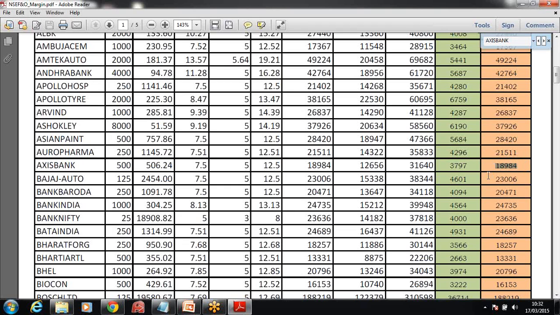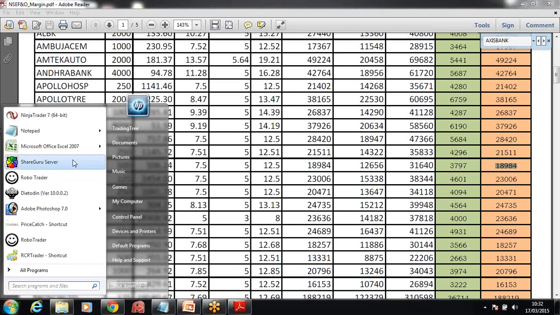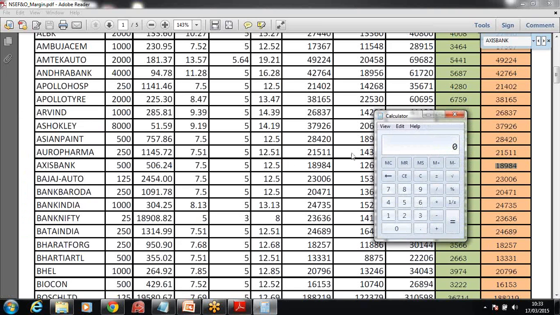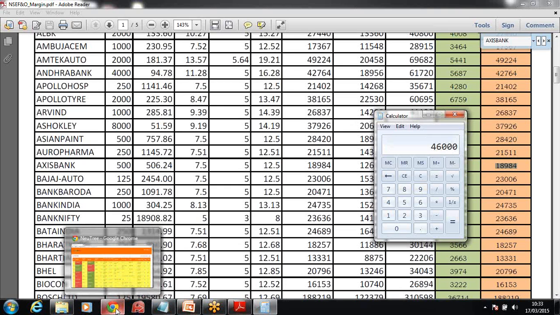That is 18,000 plus 28,000 rupees. I will show you the calculations right here. 18,000 plus 28,000, I am roughly calculating it. So 46,000 rupees is my initial investment. Now apart from this, you can see that Yes Bank is 800 rupees and your Axis Bank is 500 rupees.